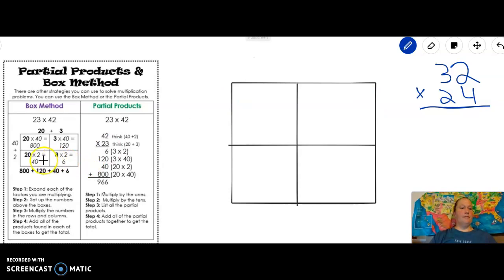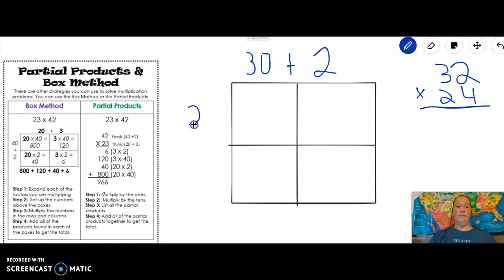So let's read through those steps and see how this way it's horizontal. It still doesn't matter how they show you it. You can use that box method, okay? Step 1, expand each of the factors you are multiplying. So that means we're going to decompose them, break them apart. 32, I just said it, 30, because there's 3 10s, plus 2, there's 2 1s. And then let's decompose 24. We get 20 plus 4.